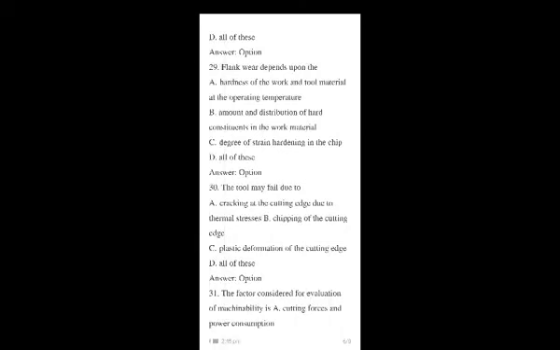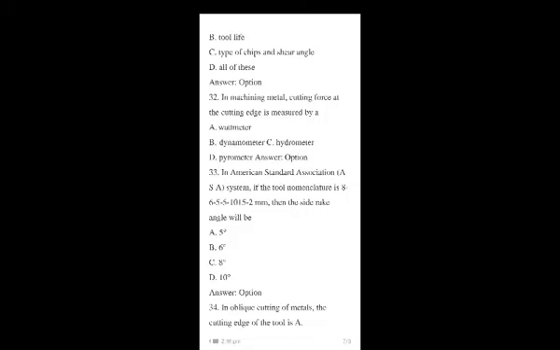Now next, the factor considered for evaluation of machinability is, here again the option D is there, all of these. Now next question, in machining metal, cutting force at the cutting edge is measured by... okay, that is tool dynamometer or dynamometer, option B. Okay, in American Standard Association system, if the tool nomenclature is 8-6-5-5-10-15-2 mm, then the side rake angle will be 6. Okay, option B is there.